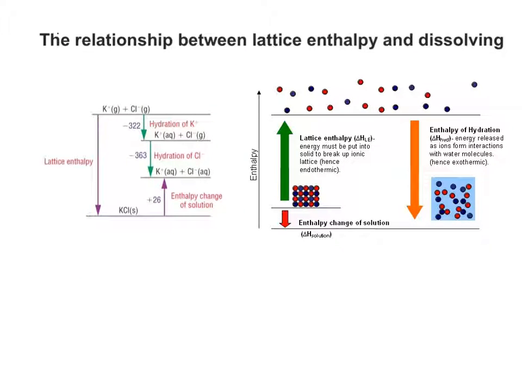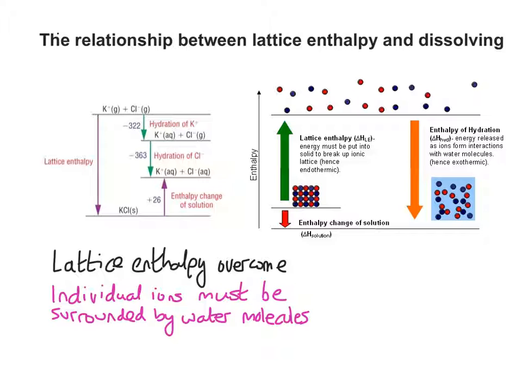So there's actually a close relationship between lattice enthalpy and the dissolving of a solid lattice into aqueous solution. The first thing that has to happen is the lattice enthalpy has to be overcome. Once the lattice enthalpy has been overcome, all of the individual ions that have now been released from their electrostatic attractions to each other must be surrounded by water molecules.